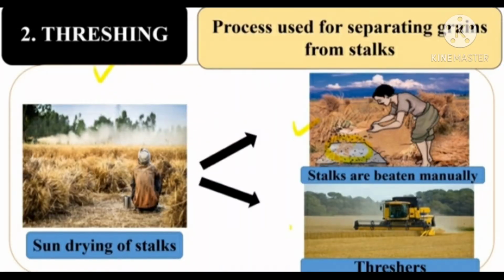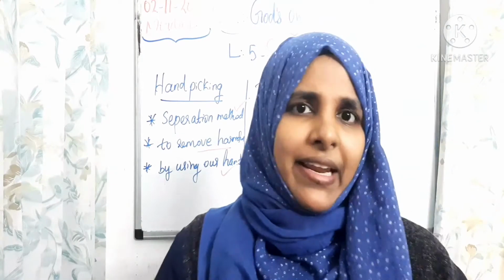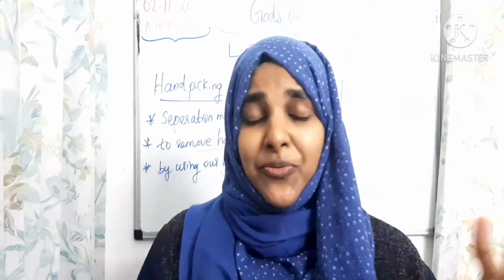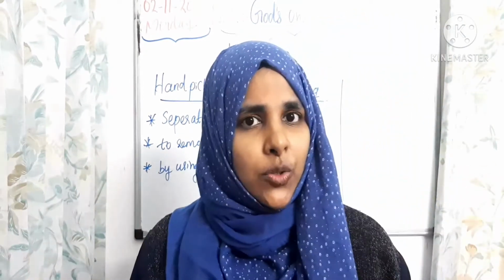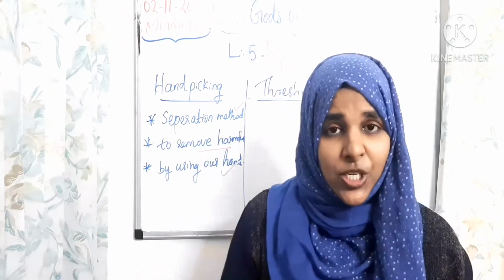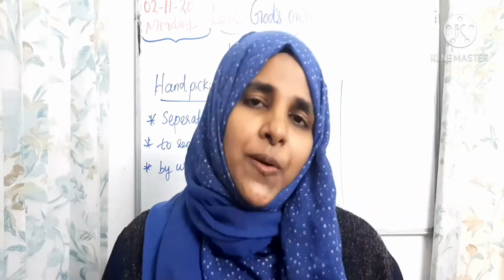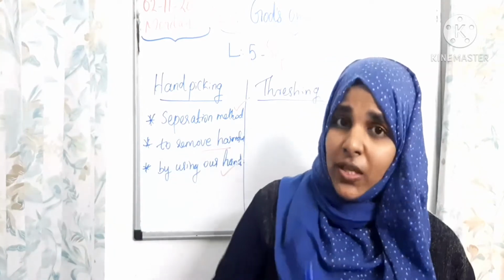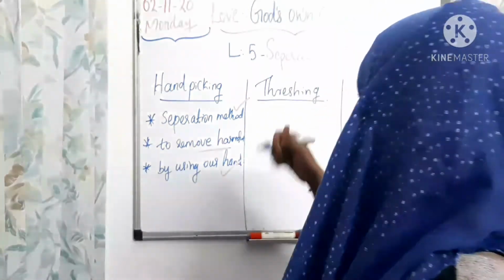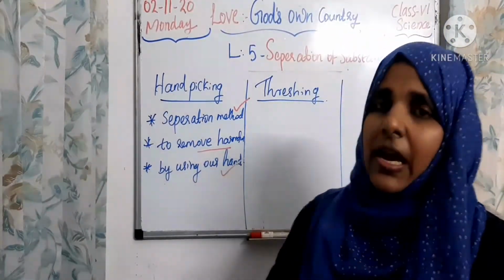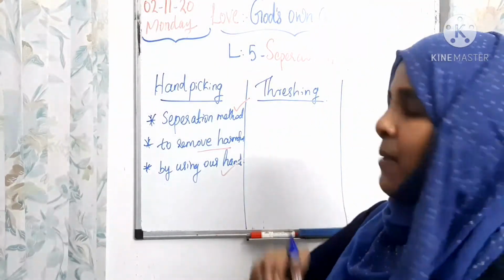Look at this picture. After harvesting, wheat plants are usually dried in the sun for a few days. It's for separating the grains from the stalk of a plant. Then we manually beat that stalk of the plant and the grains are separated. But if it is a large ton of wheat, what will we do? We use machines like threshers for separating the grains from the stalk. Okay. So that beating process we call threshing.